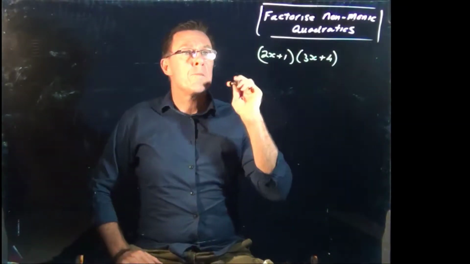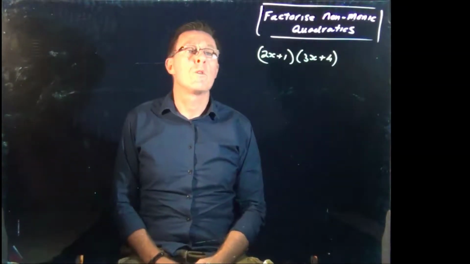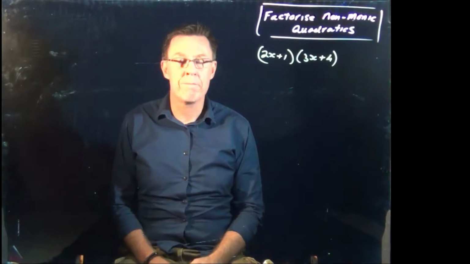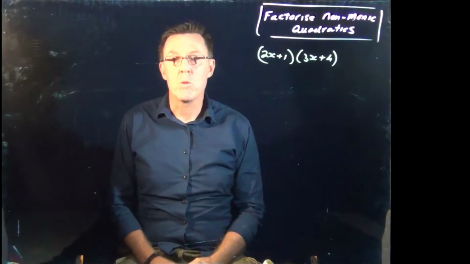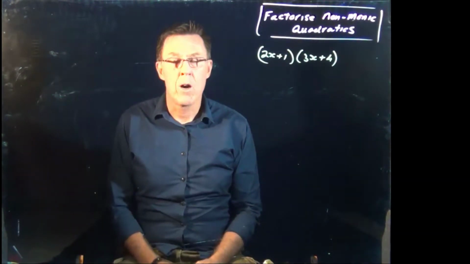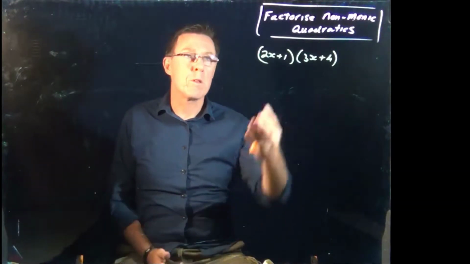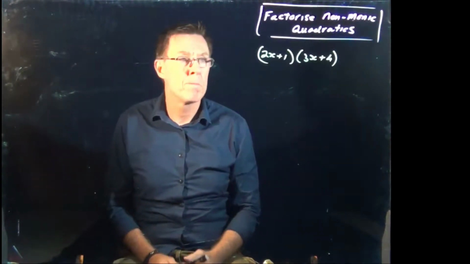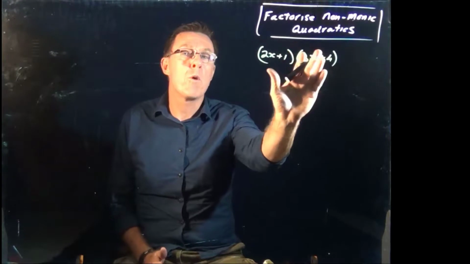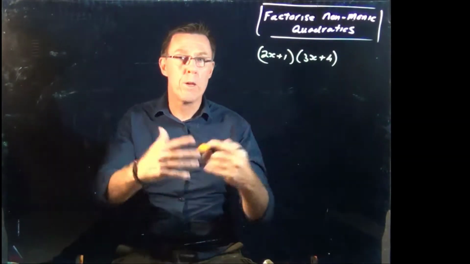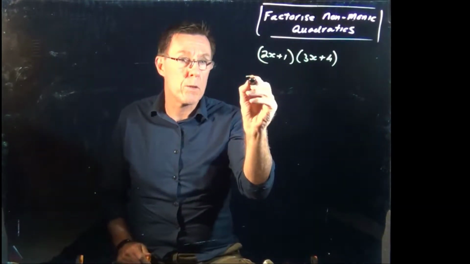Now, this lesson, Factorise non-monic quadratics. What does that mean? That's where the A value was something other than 1. I call them unitary or non-unitary, the book calls them monic, non-monic. So first of all, I've got a quadratic here in factorised form, so I'm now going to expand that and see what it gives us.